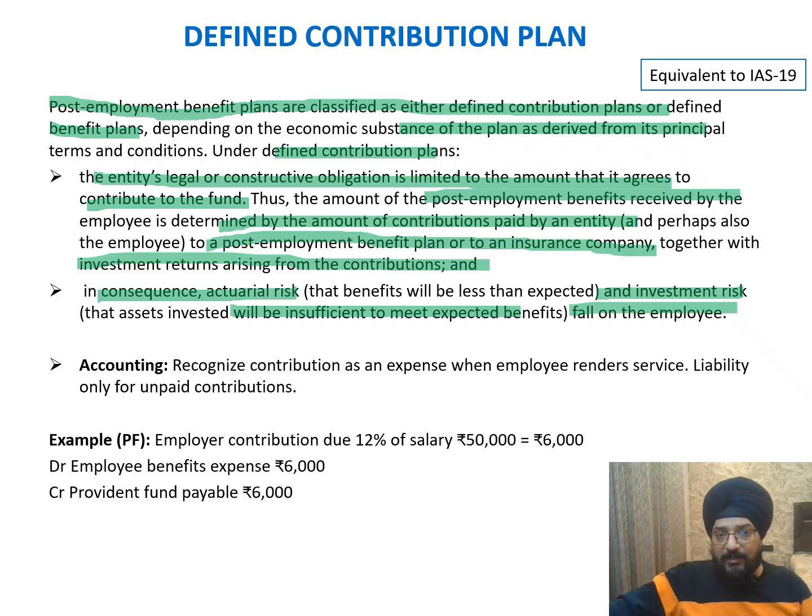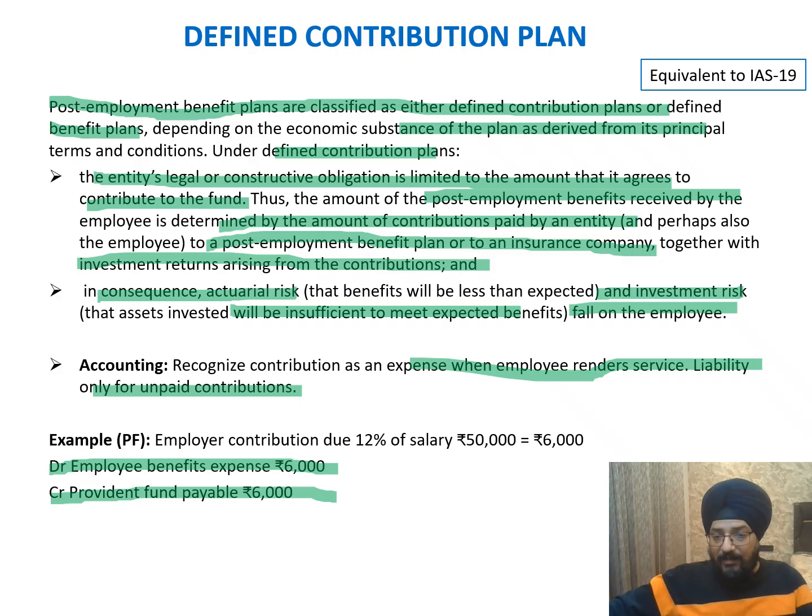So the accounting is that we recognize the contribution as an expense when the employee renders the service, with a liability for the unpaid contribution. Simple. So debit employee benefit expense and credit provident fund payable. This is simple. Now we'll go to the next slide, which talks about the defined benefit plan. In a defined benefit plan, things change a little bit. So we'll move to the next slide.